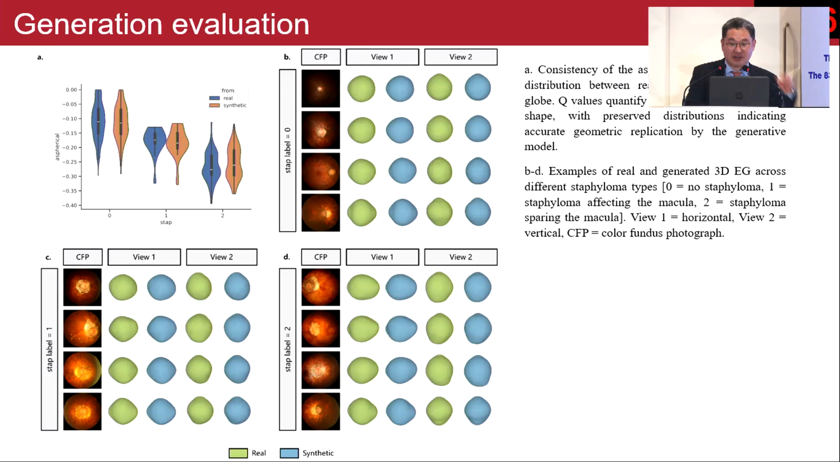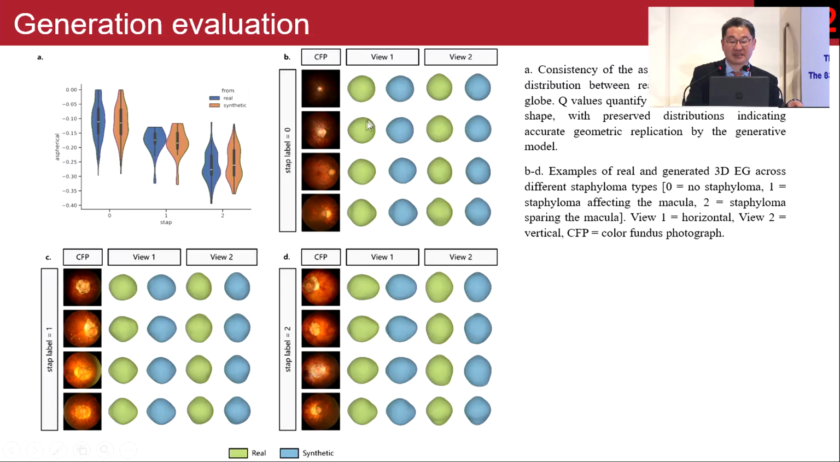So with this technology, we demonstrate that using a spherical descriptor as a parameter to assess the accuracy of the generative ocular 3D images. As you can see from here, we can put patients into 3 categories. One is no staphyloma, no ocular shape changes at all, like a round shape.